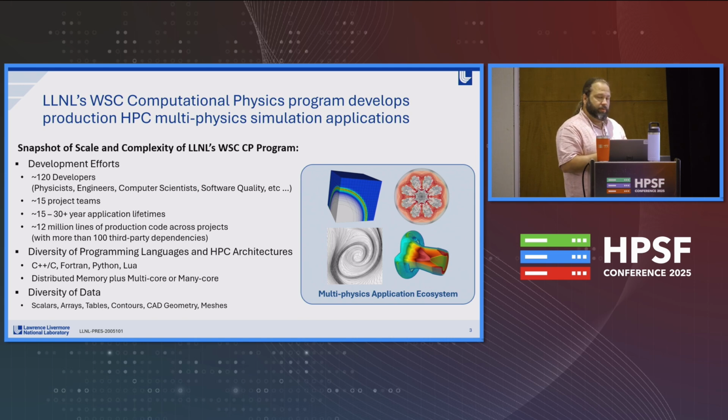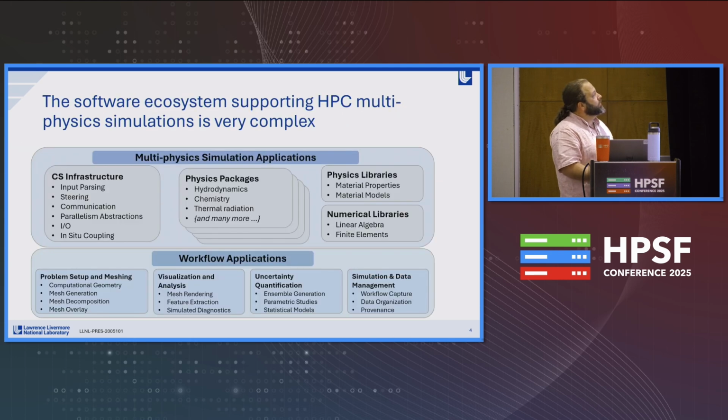Our codes live for a very, very long time, anywhere from 15 to 30, 40 years, like AL3D. And it's a diversity of programming languages and HPC architectures. We code in C++ and C, in Fortran, Python, Lua, and of course, you all know we have distributed memory across multiple cores and a diversity of data. There are some pretty pictures that I don't generate and I never see.